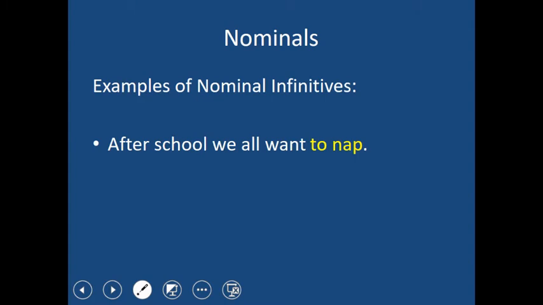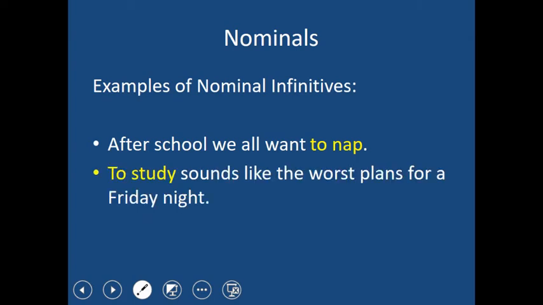If I said, after school, we all want to nap. Well, to nap is an infinitive. It has to plus the verb. It looks like a prepositional phrase, but nap is, in this case, not being used as a noun, because I guess you could have a nap. But this time it's being used as a verb, to nap. And basically it's serving as the direct object. We want what? To nap.